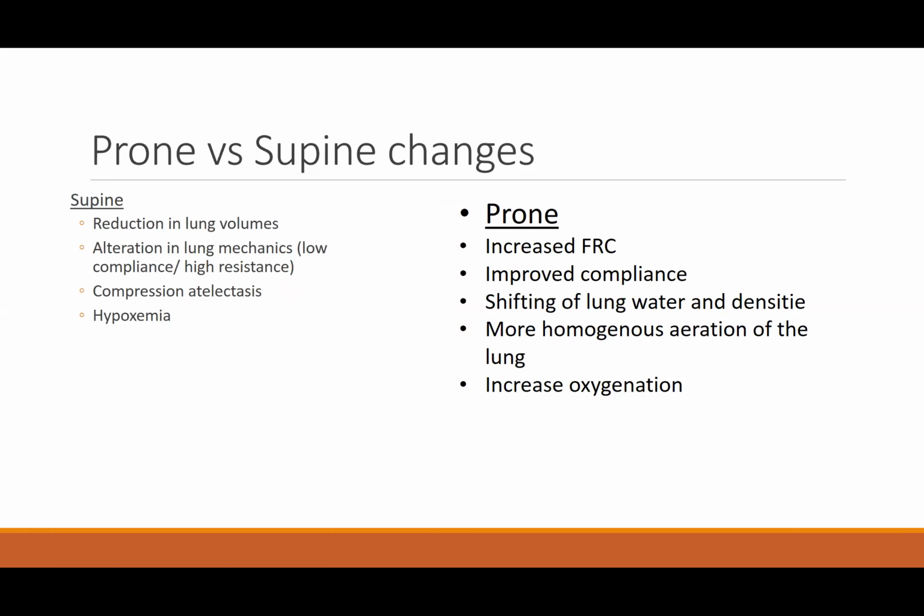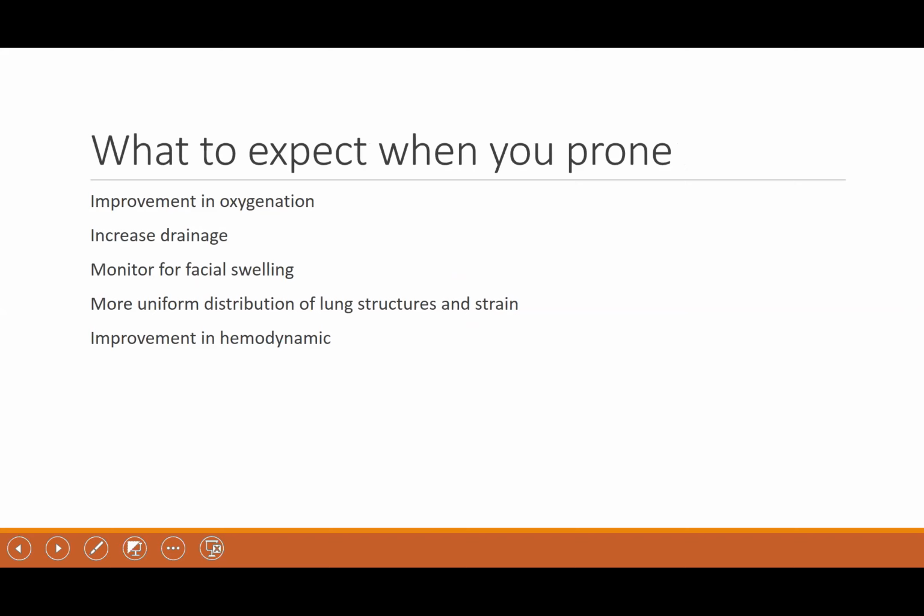All right, so this is more of a summary page. I'm not going to read these to you. This is a summary of what happens when we supine, what happens when we prone, and what to expect when we prone. Of course, we've talked a lot about this: improvement in oxygenation and an increase in drainage. These patients do tend to have some facial swelling, depending on the process of how you actually prone them. We're also going to get a more uniform distribution and an improvement in our hemodynamics.